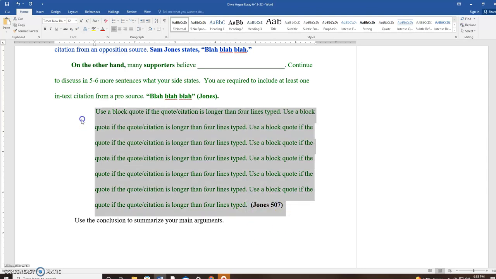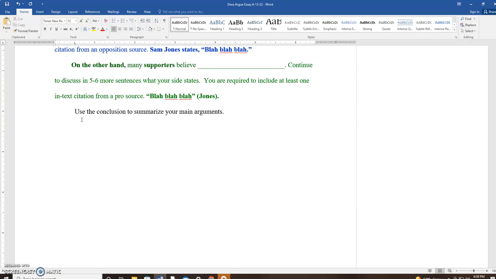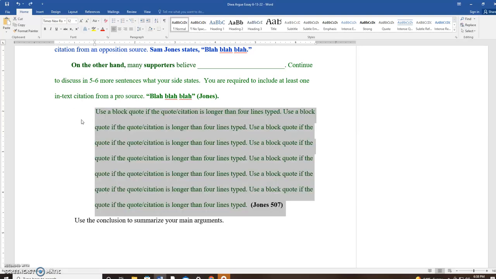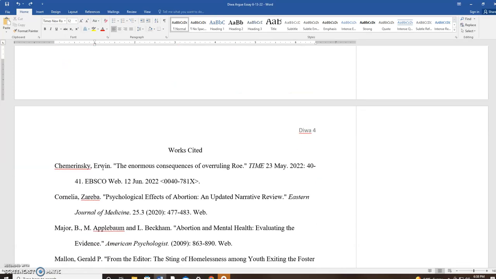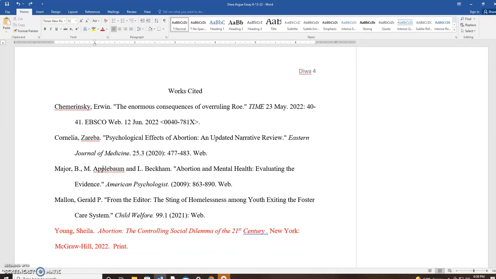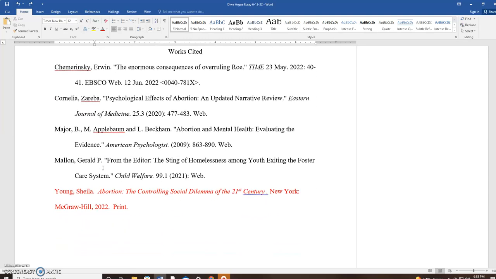You are not required to use a block quote. Only if it's 4 lines typed or more. When I look at your first draft, if I see something that needs a block quote and you didn't do it, I'll be glad to format it for you. Then the next thing that I did was I created your works cited page for you based on the sources you gave me in your lit review.